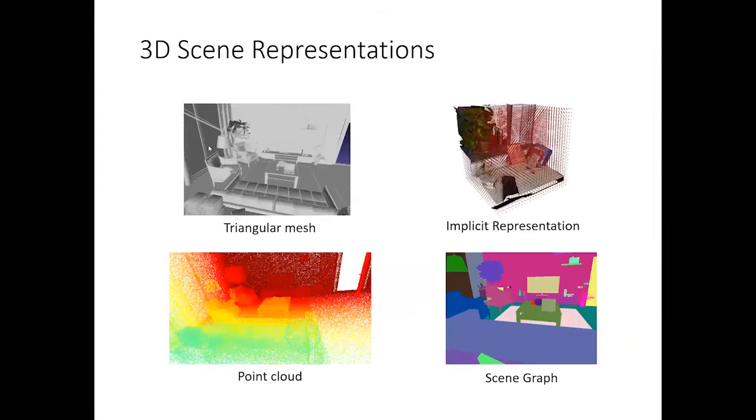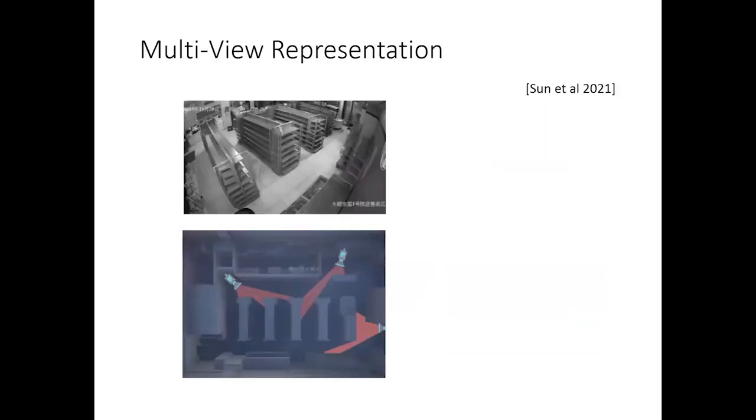I want to start off by saying that 3D scene representations are becoming more and more important, including triangular mesh, implicit representation, point cloud, scene graph, right? In particular, in the deep learning era, people have developed wonderful neural networks and deep learning techniques for those representations. Today, I want to look at a different representation called multi-view representation, which is quite standard. Essentially, we look at a scene from multiple viewpoints, and the scene is described as a collection of RGB and RGB-D images.